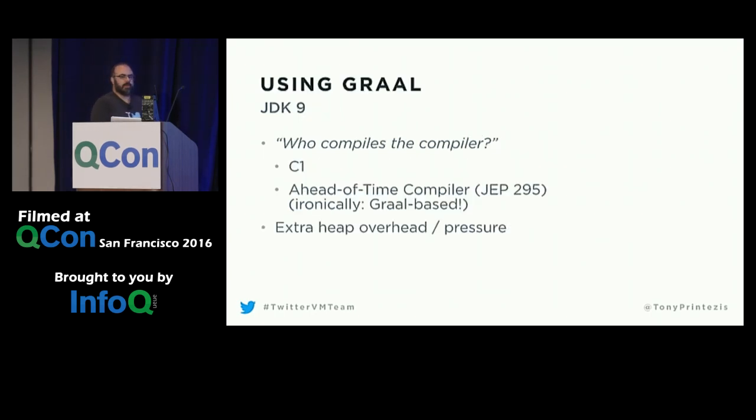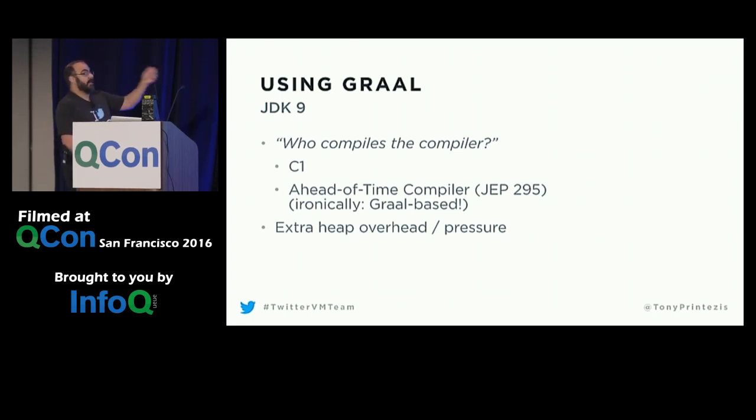And a couple of things if you use Graal. So who compiles the compiler? The compiler is Java, right? First it's going to be interpreted. And then, currently only C1 will compile the compiler, because by the time the compiler gets really hot, you probably can compile a lot of things, so there's no point in optimizing it further.